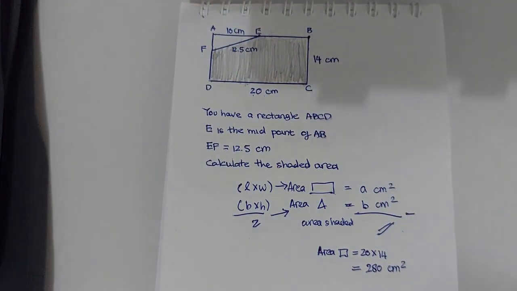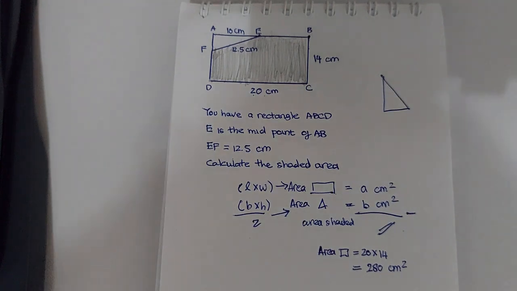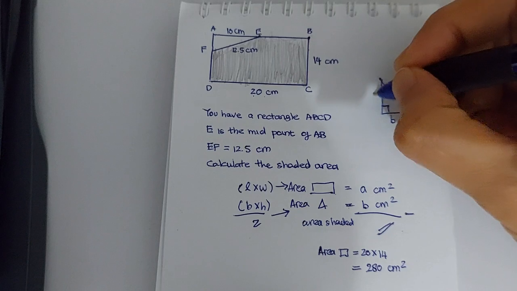But wait, to find the area of a triangle, you need to know the base and the height. And if you remember, the base and the height should be perpendicular to each other, or it should give you a right angle triangle, or 90, right? So if you have a triangle like this one, to find the base and height, you need to find the two lines that are perpendicular to each other. So it can be this one is the base, this one is the height.